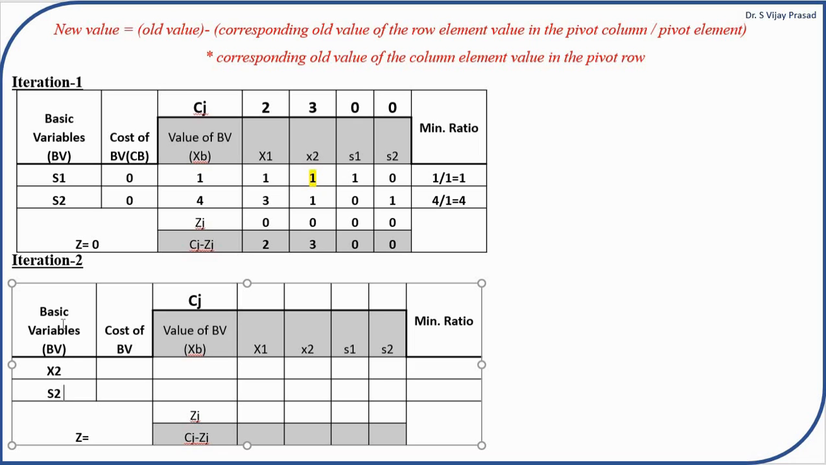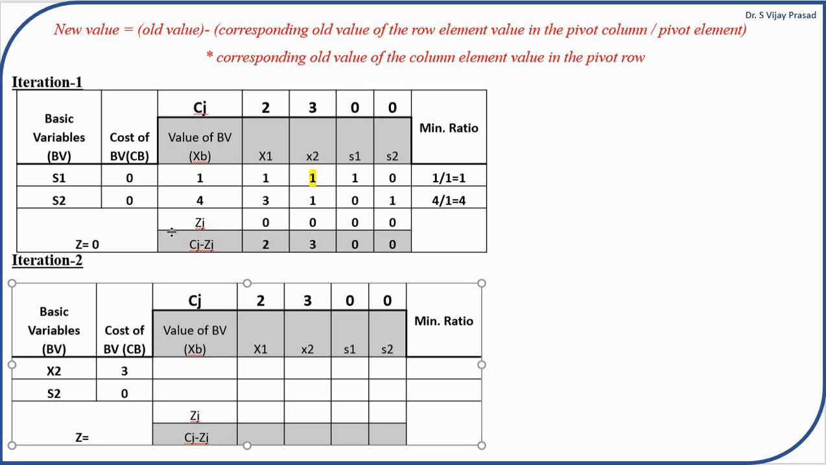First we need to fill this data in the simplex table. This is the second iteration. X2 and S2 are going to be in the basis. Now this is the cost of the variable. This is the cost of X2. The cost of X2 is 3 in the objective function. The cost of S2 is 0. Now we are going to fill in the costs again: 2, 3, 0 and 0. These are the costs.